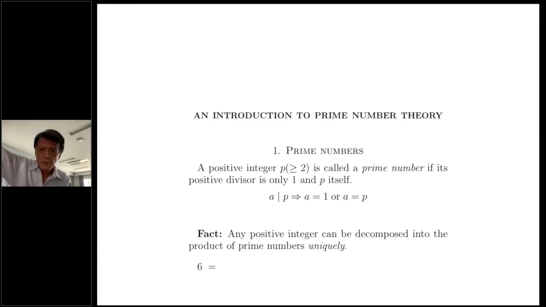I think all of you know the notion of prime numbers, but first I'll begin with the definition. A positive integer p is called a prime number if its positive divisors are only 1 and p itself. That means if a divides p, then a should be 1 or p itself.